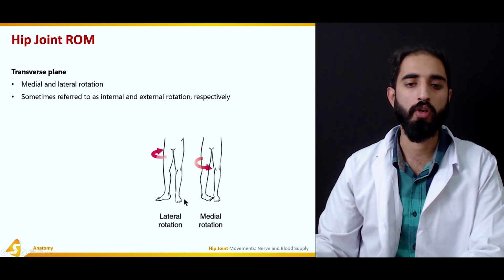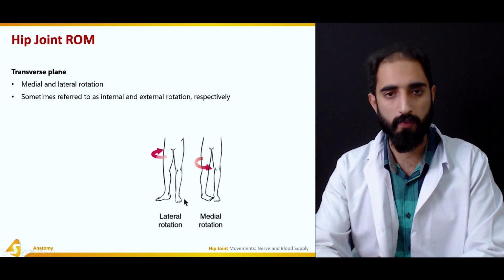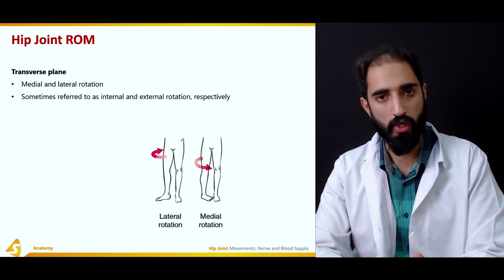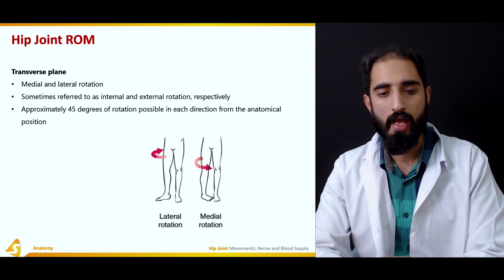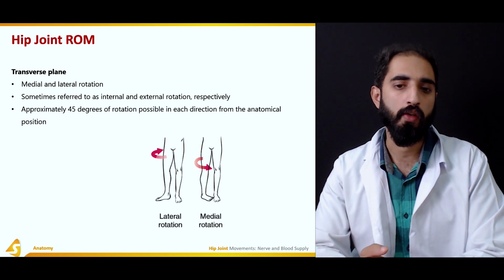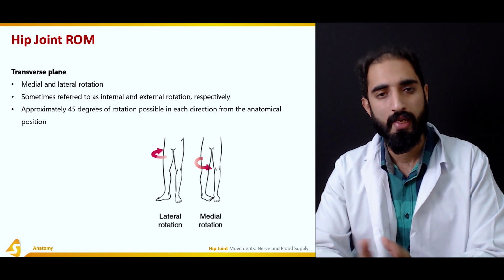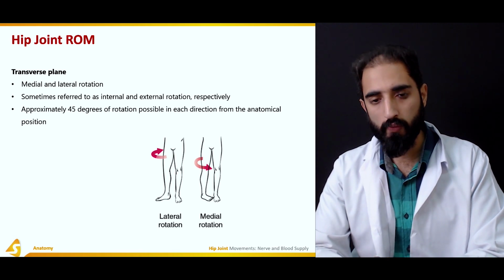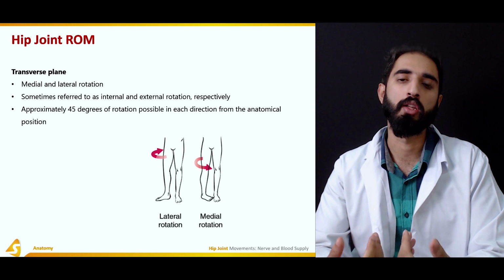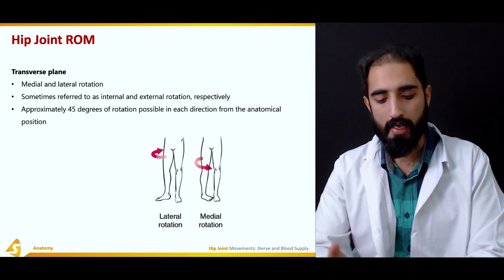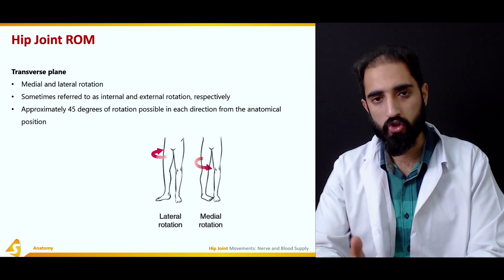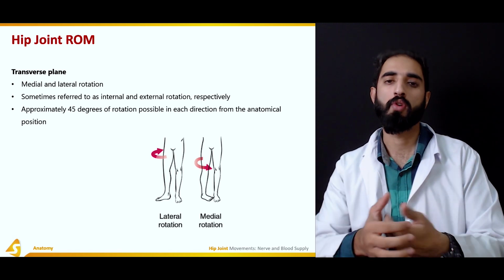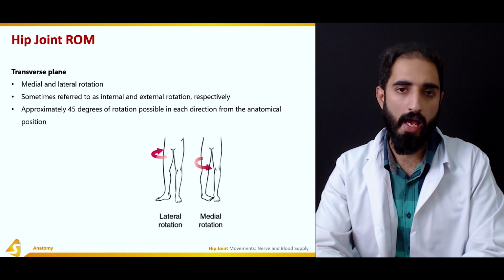So medial and lateral rotation are the two movements that occur in the transverse plane at the hip joint, and they are also sometimes referred to as internal and external rotation respectively, as I already mentioned. There is approximately 45 degrees of rotation possible in each direction from the anatomical neutral position. It's also very important to know that, being a 3-degree of freedom joint, in addition to flexion, extension, abduction, adduction, and internal and external rotation, a combination movement known as circumduction is also possible at the hip joint.